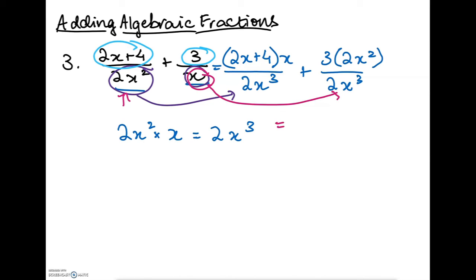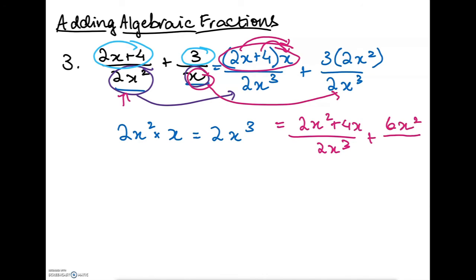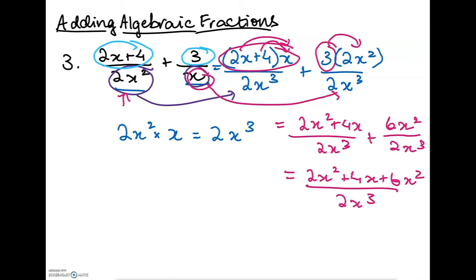Now let's simplify that part of the question. So if we take the numerator over here, we have to multiply both terms. So it's going to be 2x squared plus 4x, I just expanded, over 2x cubed, plus 6x squared over 2x cubed. Why? Because we're just multiplying 3 with 2x squared. Now if we simplify this, we can take our common denominator as 2x cubed and leave it as it is, we'll get 2x squared plus 4x plus 6x squared. Now, as you can see, we can simplify these 2x squareds. We can bring the like terms together. So we'll get 8x squared plus 4x over 2x cubed. And that would be your final answer for this question.